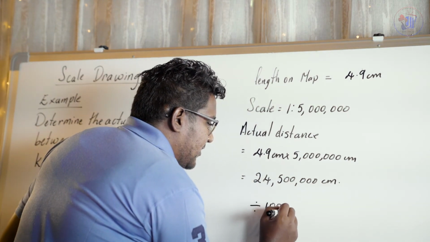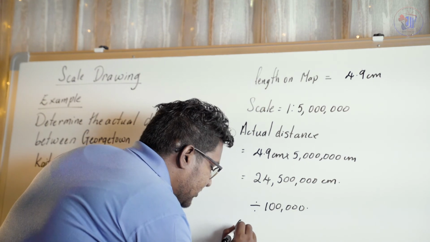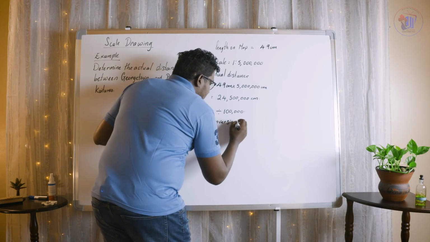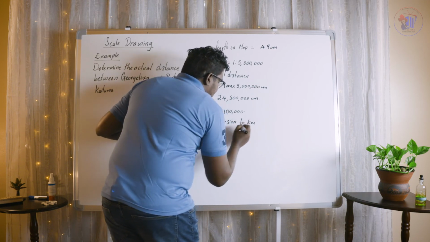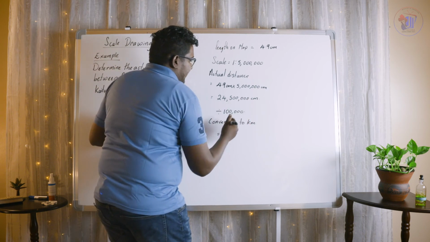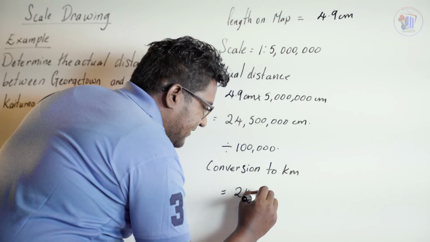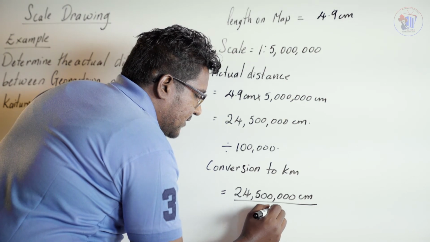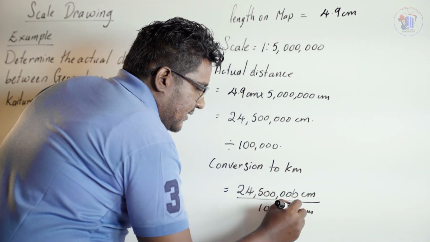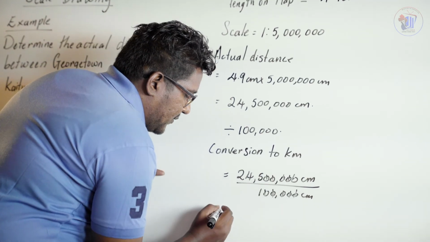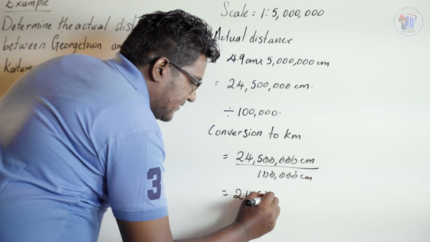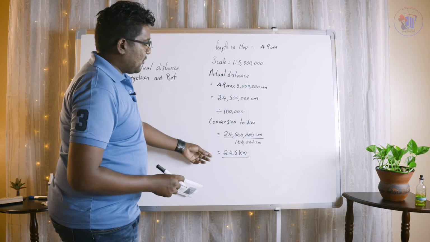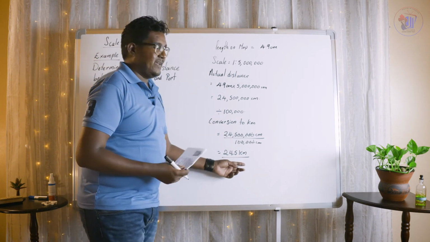Now we have to convert our centimeters to kilometers, and from our first example, just remember that we're dividing by 100,000. So the conversion is going to be 24,500,000 cm divided by 100,000 cm, and we cancel out our zeros, and what we have is 245 kilometers. So the actual distance between Georgetown and Port Kaituma is 245 kilometers.